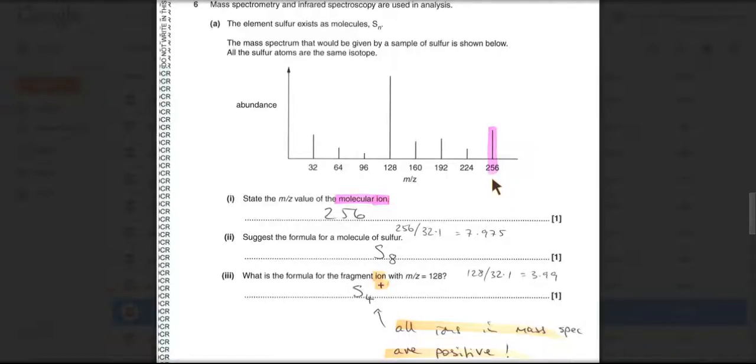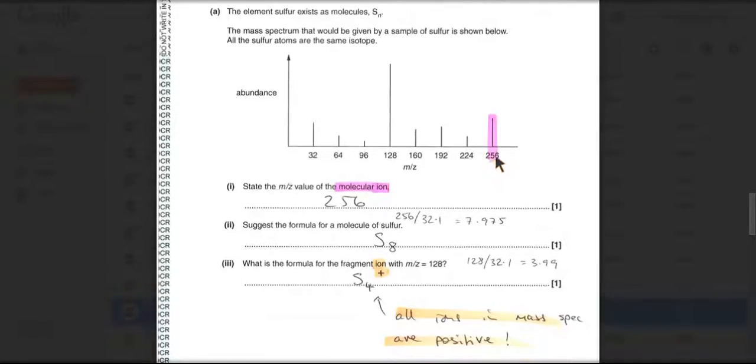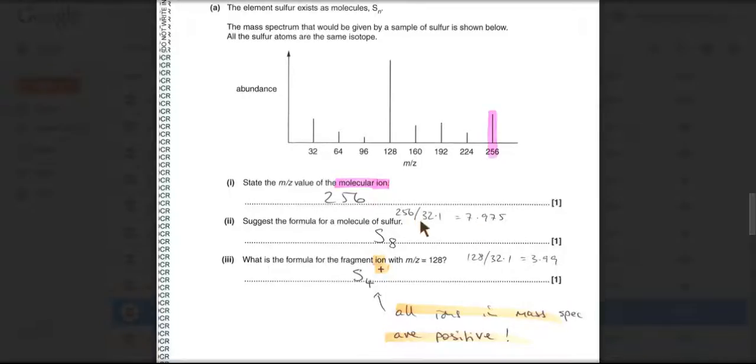Suggest the formula then of a molecule of sulfur. Nearly give the answer away there. So we know the whole thing was 256. The mass of one sulfur is 32.1. So divide the 256 by 32.1, the mass of one sulfur, we get 7.975. So it's obviously S8.